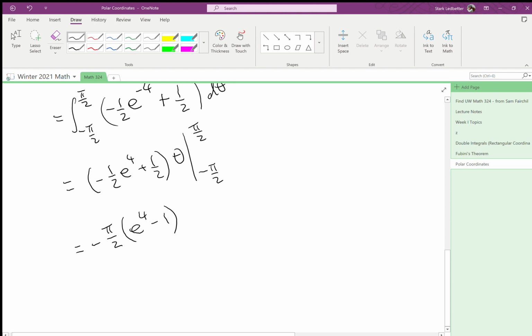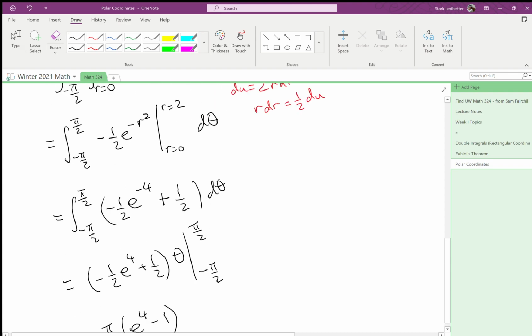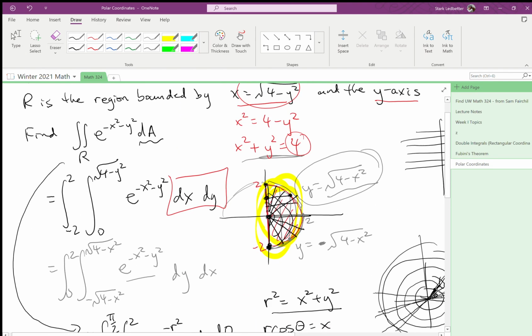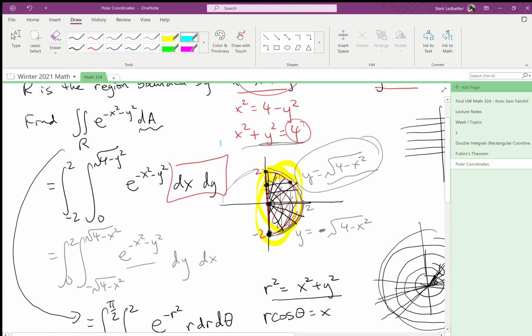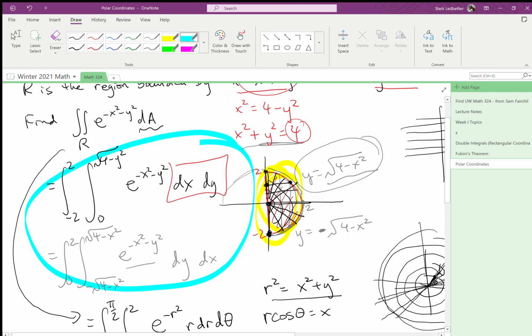All right, so polar coordinates can help us solve problems that were impossible with Cartesian coordinates when we tried them. If you know it's going to be polar, you don't have to try Cartesian first. But that's what they're good for.